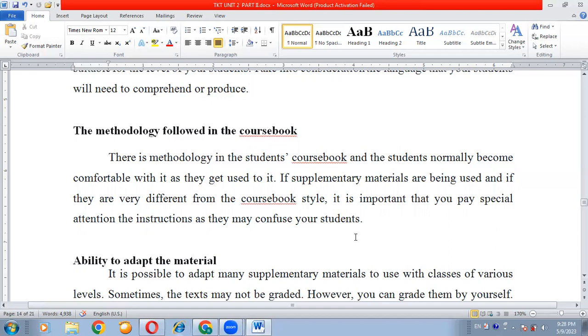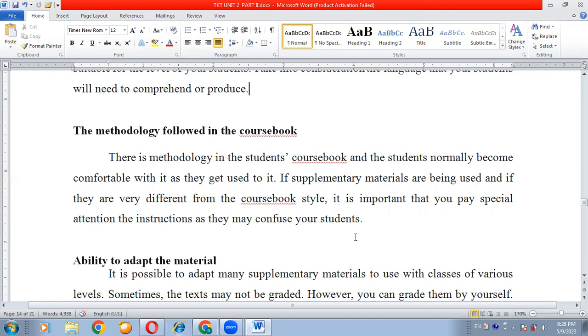Methodology in the students' course book, and the students normally become comfortable with it, they get used to it. Normally students get used to course book materials, because we do it day to day, every day, so they get used to it. Supplementary materials are very different from the course book style. The supplementary materials we use are mostly in a different style from the course book.